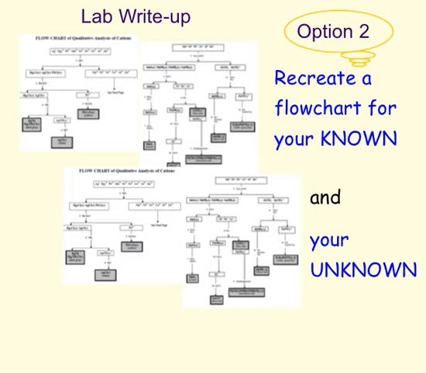Another possibility is that you can do option 2, which is using a flowchart form. And for your flowchart, you're just going to recreate the flowchart for your known. And with this, you're describing what you see, what colors you see, how you can identify it as that ion. And then you also have to recreate a separate flowchart for your unknown. It will not look like this. It will look a little different because you do not have all 9 of these ions. So for example, it might say there was no yellow precipitate formed. You have no lead. So your flowchart will look a little bit different.